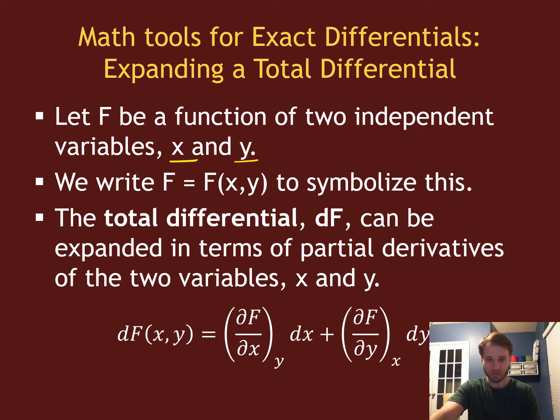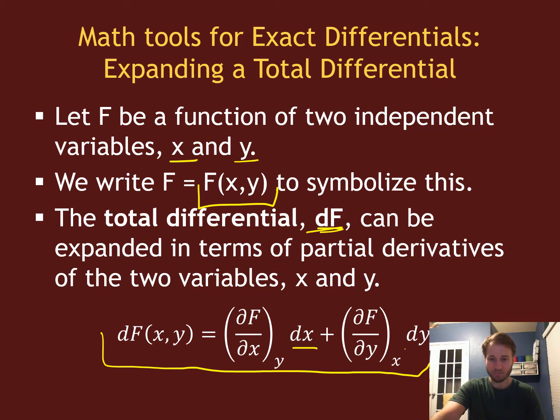So let's consider some function f as a function of two variables, call them x and y. We often write f as f of x and y to symbolize that f is a function of x and y. The total differential of f, df, can be written as a sum of a small change with respect to x and a small change with respect to y, multiplied by the partial derivative of f with respect to x holding y constant, and the partial derivative of f with respect to y holding x constant. This is the total differential of f.